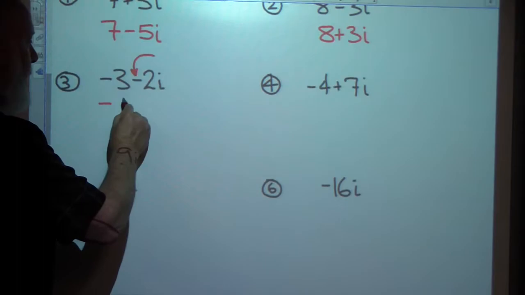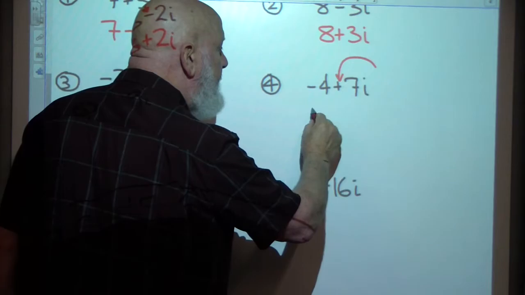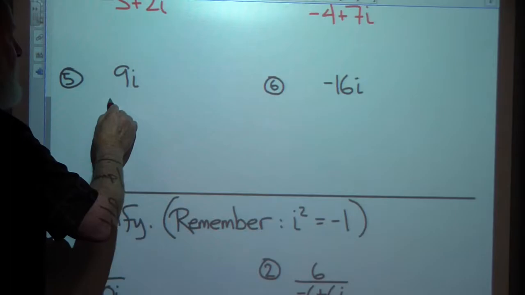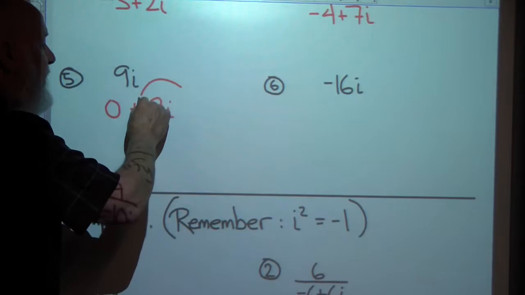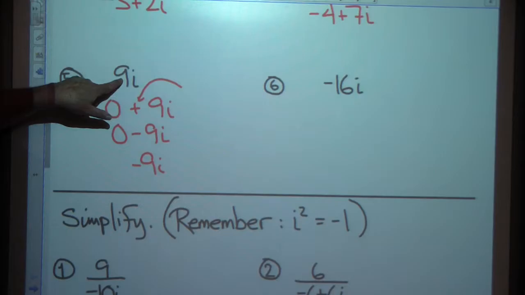Let's find the complex conjugate of this. Change this sign right here. Pretty simple stuff, finding complex conjugates. Now, when we find the complex conjugate of this, we want to think of it as 0 plus 9i. And then we change this sign and make it 0 minus 9i. And in simplest form, we just write that as negative 9i. So the complex conjugate of 9i is negative 9i because of this train of thought.